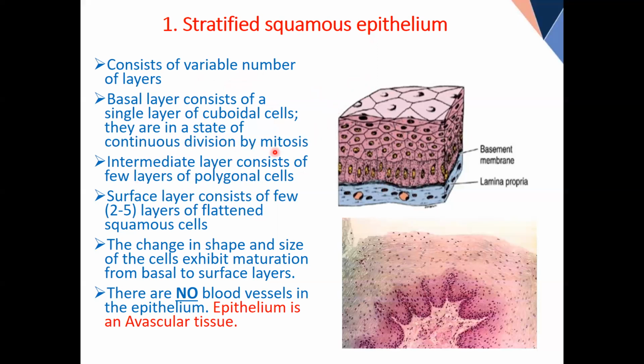The intermediate layer consists of a few layers of polyhedral, polygonal, or hexagonal shaped cells. The surface layer consists of 2 to 5 layers of flattened squamous cells. The change in the shape and size of the cells exhibits maturation from basal to surface layers.